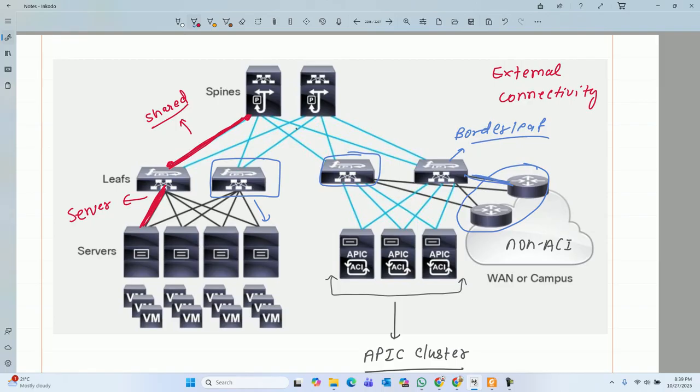So now the problem is, if the downlink which is connected towards the endpoint and this is known as the uplink which is connected towards the spine switches, if they are of the same bandwidth, then we always have the possibilities of congestion, guys.